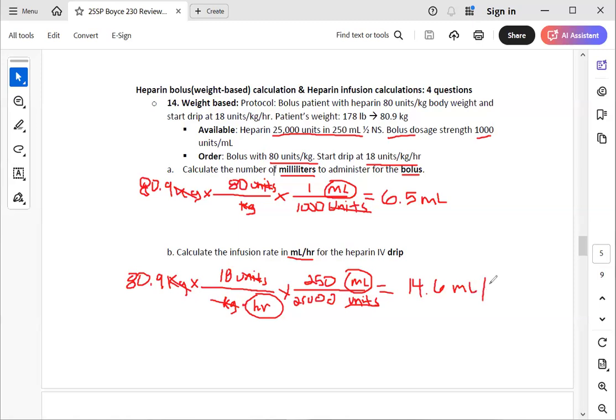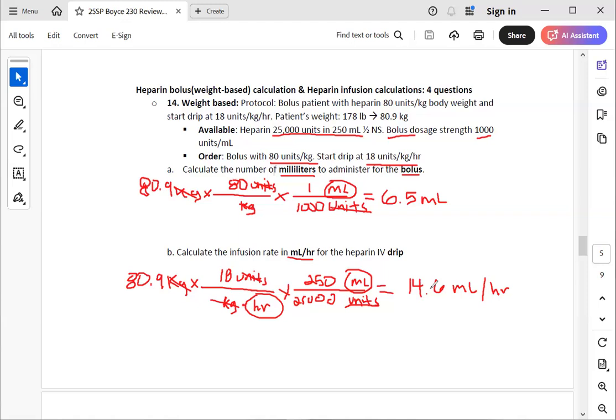Now, this is where there's some discrepancy. Some instructors would tell you to just round it to the nearest whole, so 15 milliliters per hour. That might be true. I do know you can administer a tenth and a hundredth, and a thousandth of a milliliter. I just don't know if you can do that as an infusion or not. So again, you might want to just clarify that with your instructor, because I don't have clarification on that to tell you that this is the right way or not.